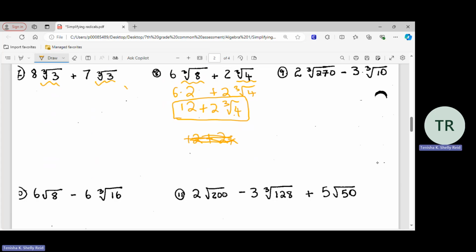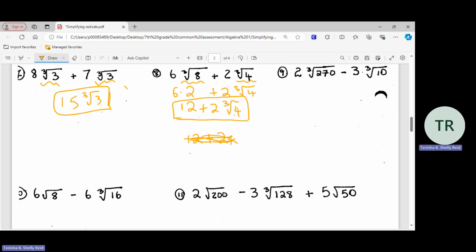When we come down here, we see that these are the same. So I can go ahead and add them, and I would have gotten 15 cubed root of 3. Ooh.